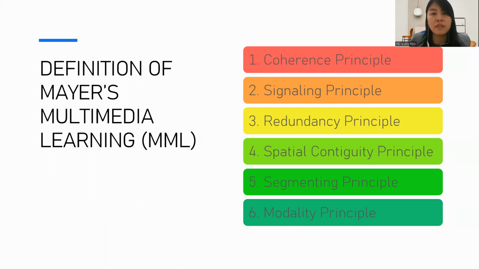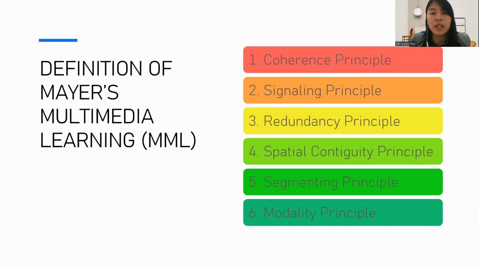And the third is the redundancy principle. Mayer in 2005 argues that students learn better when the same information is not presented in multiple formats. Accordingly, redundant information interferes with learning more than it facilitates it. The term redundancy refers to the presentation of identical information in multiple forms, leading to excessive cognitive load.